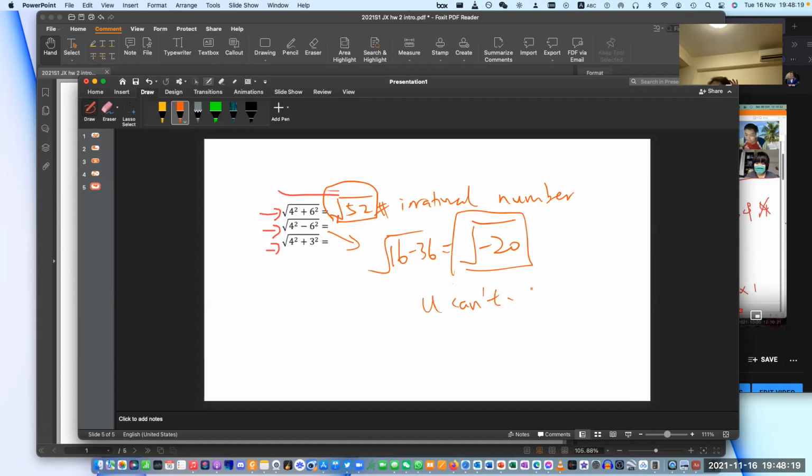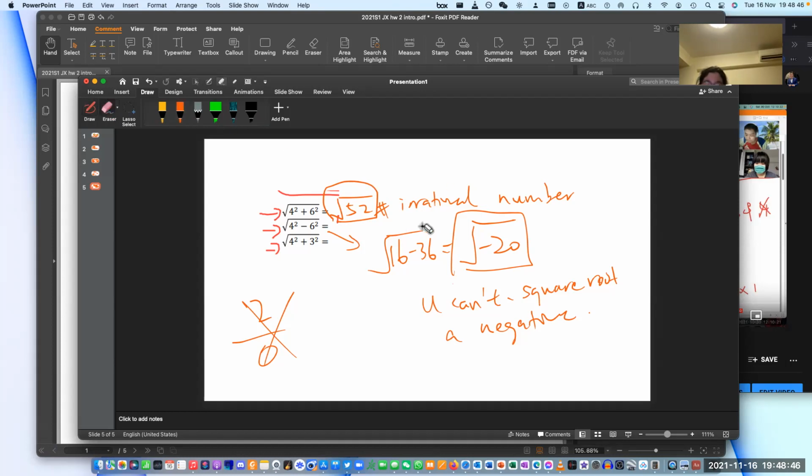Yes. You can't square root a negative number. This is something like you cannot divide by 0. You can't divide 2 by 0. Basically, 0 cannot be a denominator. So this is something you will get a math error in your calculator. So this is the same thing.